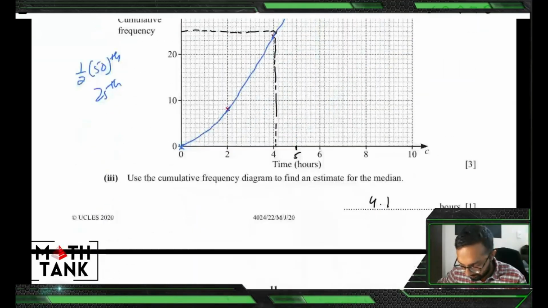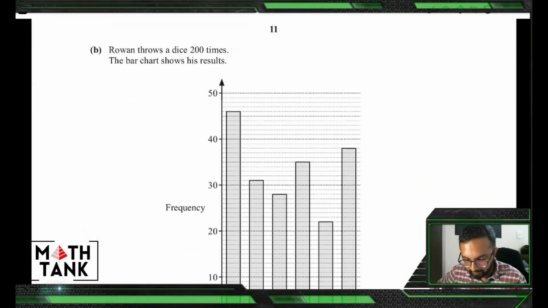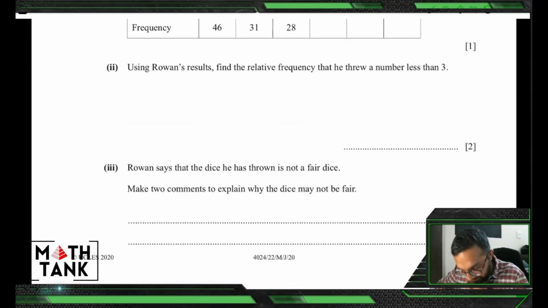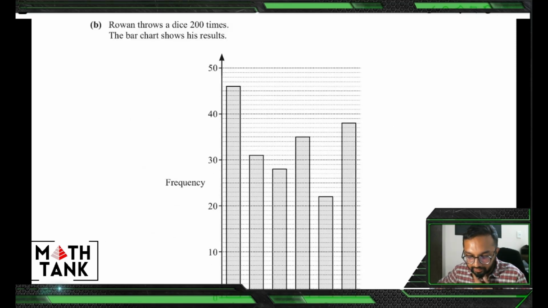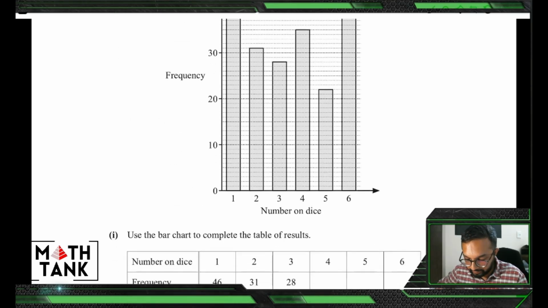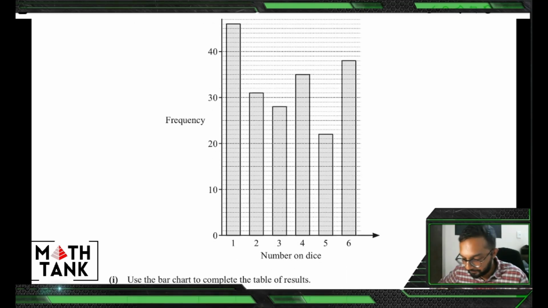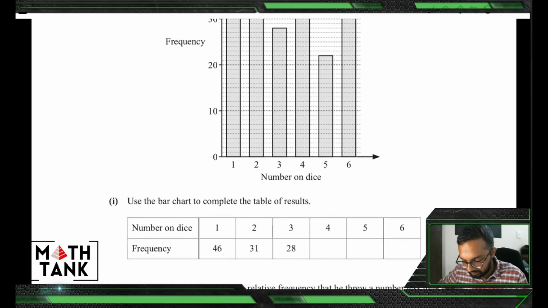This question is also from the same paper, the one at the bottom, but it is from a different part. I don't know what question this is, but it's supposed to be a question later on. It's the same paper, May June 2020 2-2. It says Rohan throws the dice 200 times. The bar chart shows us the result. So you see a bar chart is drawn. Remember that whenever you're drawing a bar chart, the labels have to be in the middle. That is what I explained in another video as well. So you can look at that. Use the bar chart to complete the table of results.